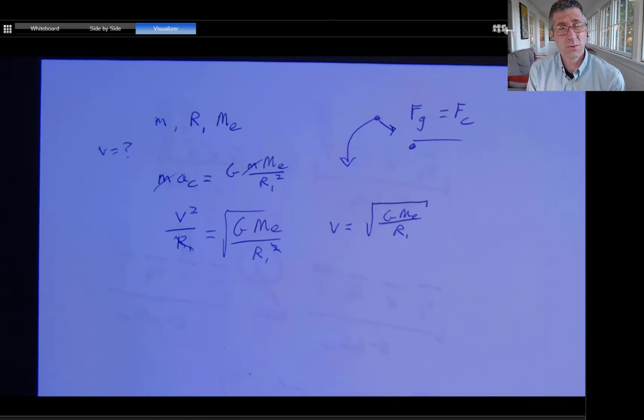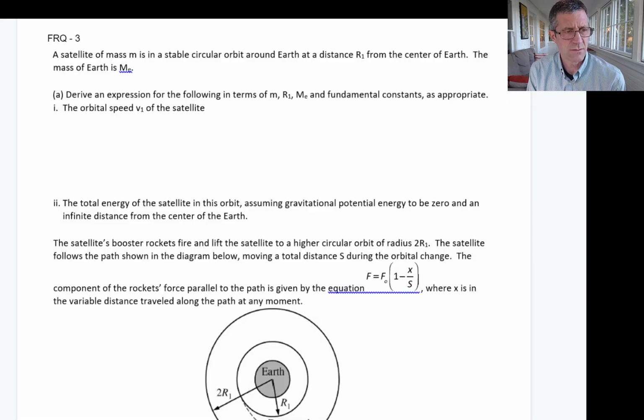So even if I get the wrong equation for velocity, I'll need to follow through and use it for something. Part two says the total energy of the satellite in this orbit, assuming gravitational potential is 0 at infinite distance. Oh, it says derive an expression for the following. So they want me to derive an expression for the total energy of the satellite in this orbit, assuming gravitational potential energy to be 0 at infinite distance from the Earth. Oh, this is a hint, right? So what I'm going to do, I'm going to worry about gravitational potential energy.